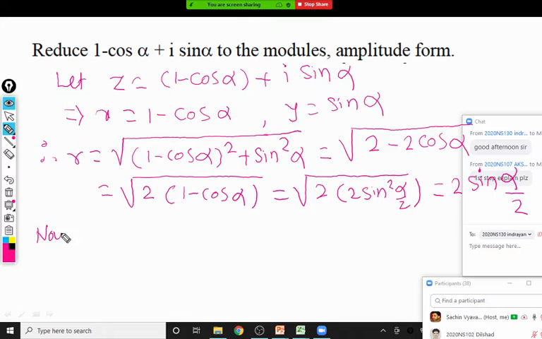Now theta equals tan inverse of y by x. So tan inverse, what is y? y is sine alpha and x is 1 minus cos alpha.